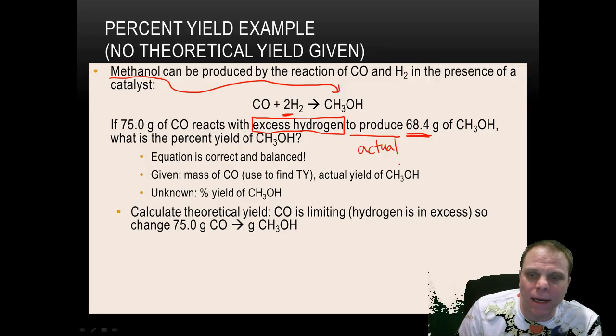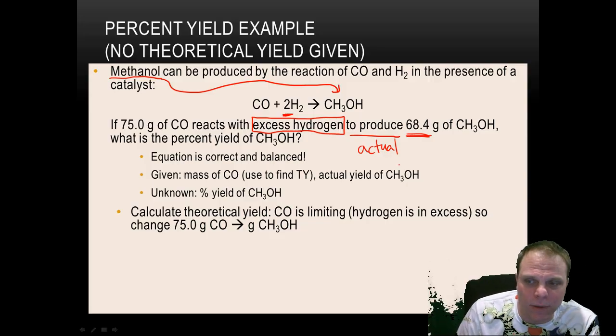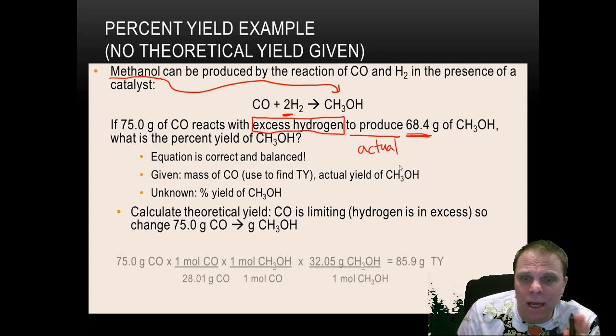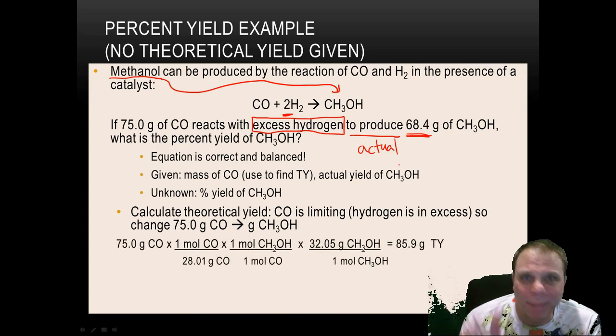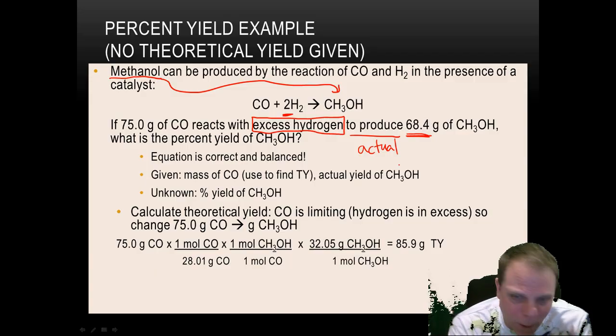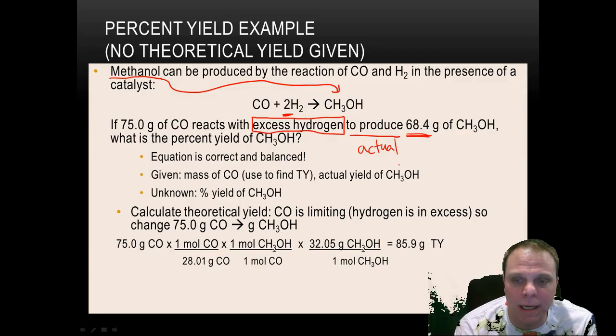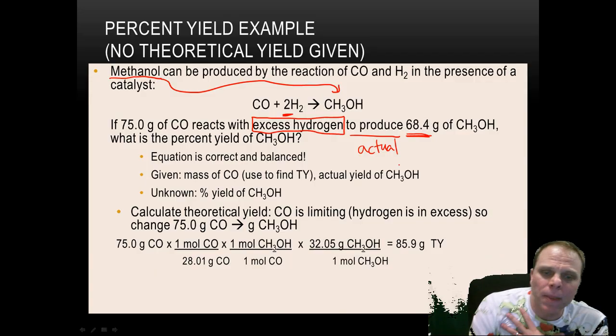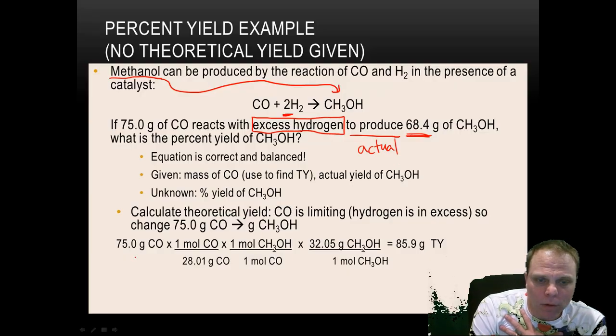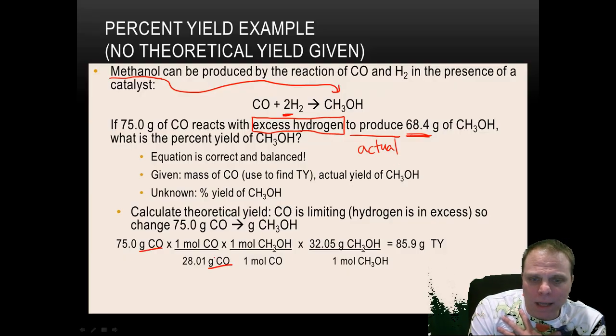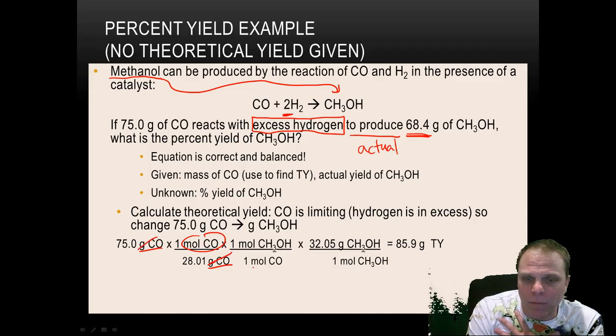So carbon monoxide is limiting. It told us the hydrogen was in excess, so we don't have to do a limiting reactant problem. We just convert 75.0 grams of carbon monoxide to grams of methanol. Basic stoichiometry problem. You see what you did there? You went from grams of carbon monoxide to moles of carbon monoxide, and then from moles of carbon monoxide, cancel those out, and now we're in moles.